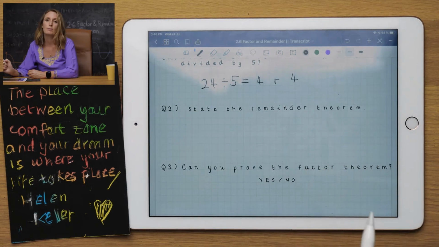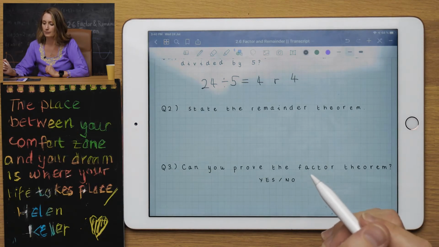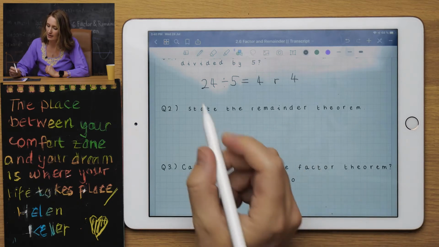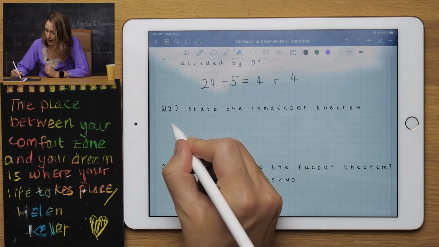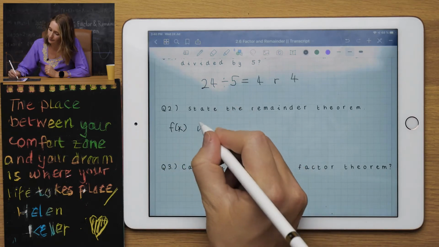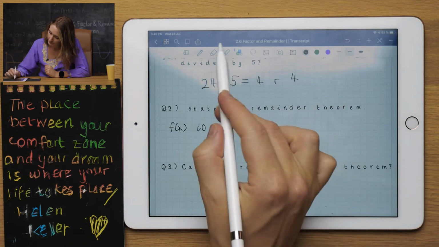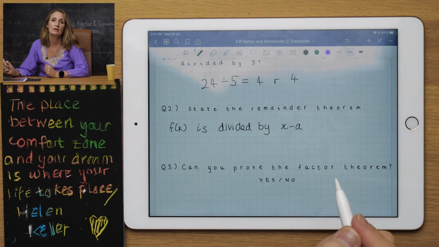So state the remainder theorem. Now we're going to get into what the remainder theorem is. The remainder theorem states that if we have a polynomial f of x, when f of x is divided by x minus a, we did that a lot.